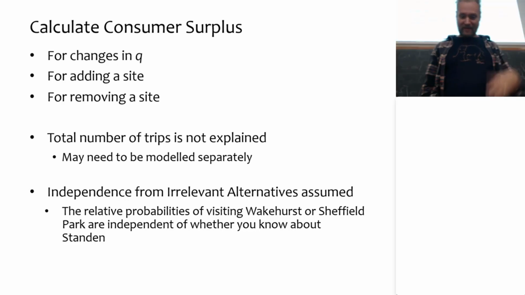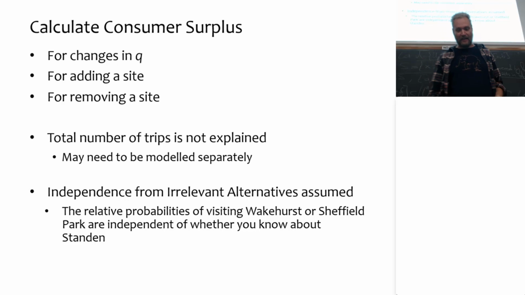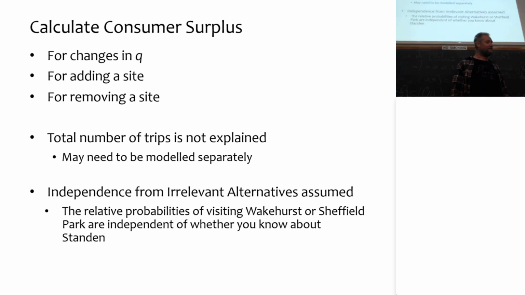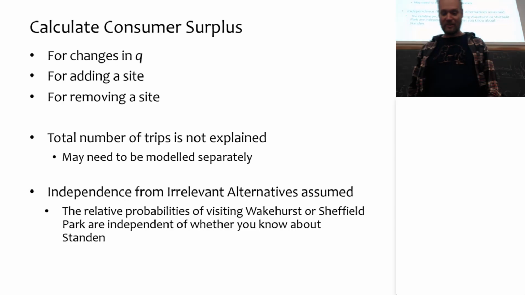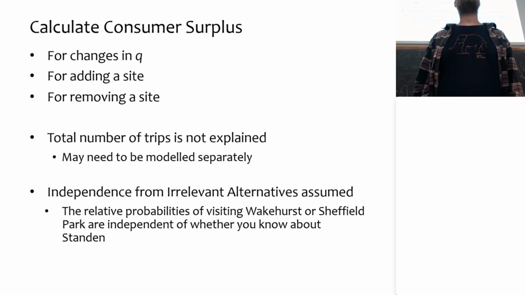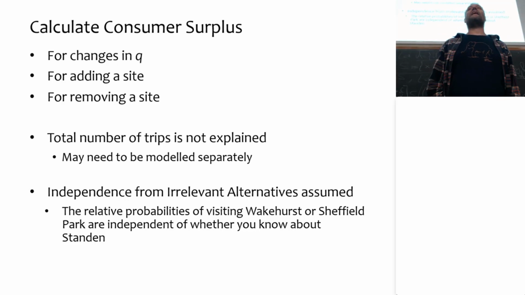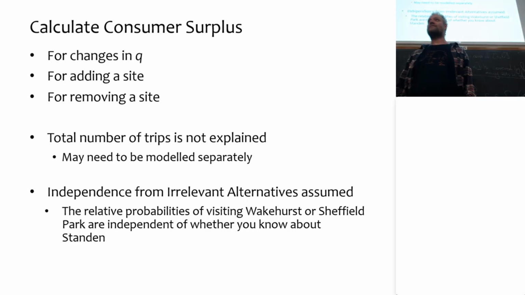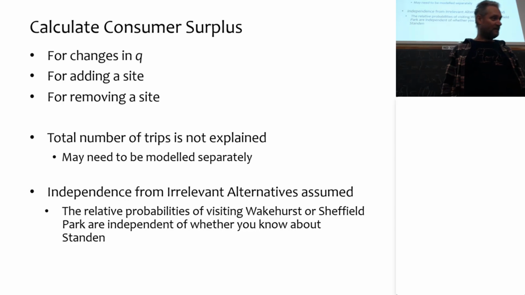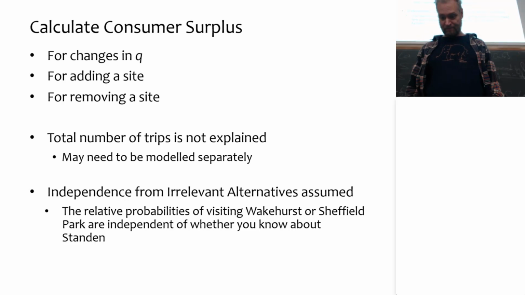And of course, if we estimate these models, then we assume independence of irrelevant alternatives, right? And you may have got this with econometrics already, returning to our gardens. The relative probability of visiting Wakehurst or Sheffield is independent of whether or not you know about Standen, right? That other big garden that is relatively near.